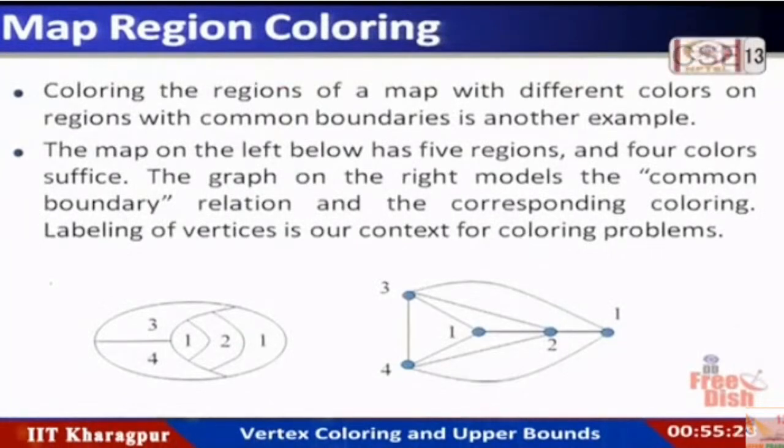Another such problem of coloring arises in a map coloring. So coloring the regions of a map with different colors on the regions with a common boundary is another such example called map coloring problem. So on the left here we can see that it has 5 regions, 1, 2, 3, 4, 5, but the constraint that the adjacent region should not receive the same color, adjacent region should receive the different colors.